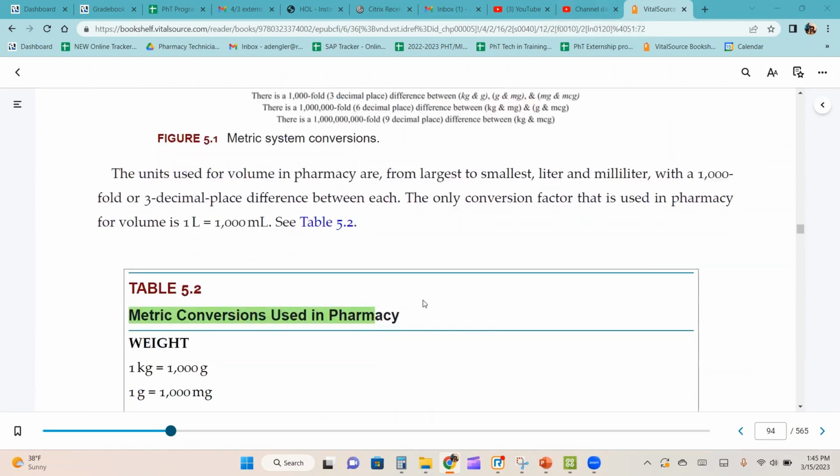The units used for volume in pharmacy, from largest to smallest, are liter and milliliter, with a 1,000-fold or 3 decimal place difference between each of those. The only conversion factor that is used in pharmacy for volume is 1 liter equals 1,000 milliliters. That is something that you're going to want to make a nice comfy spot in your brain for, because you're going to need to know that by heart.